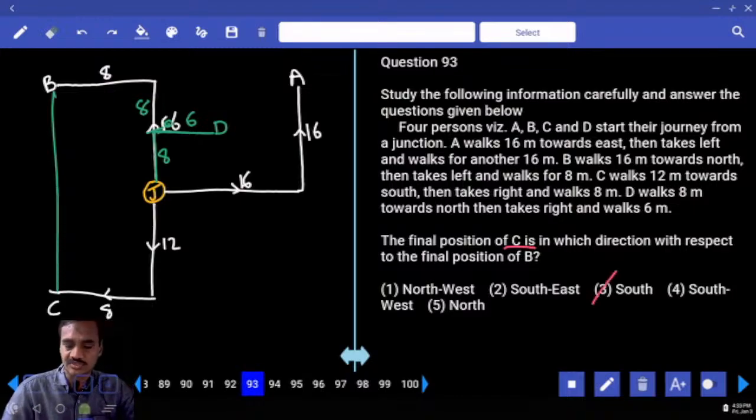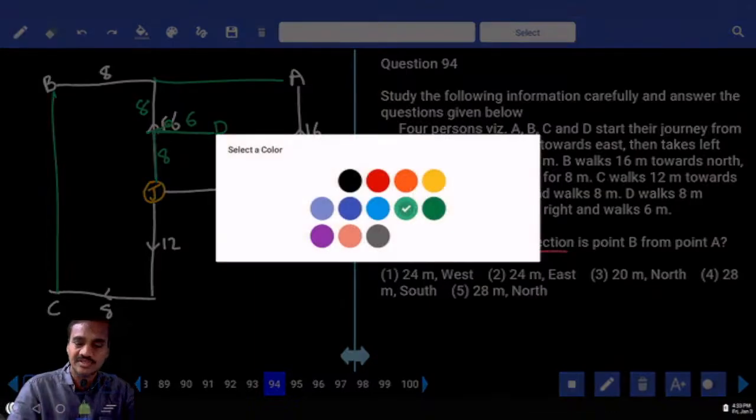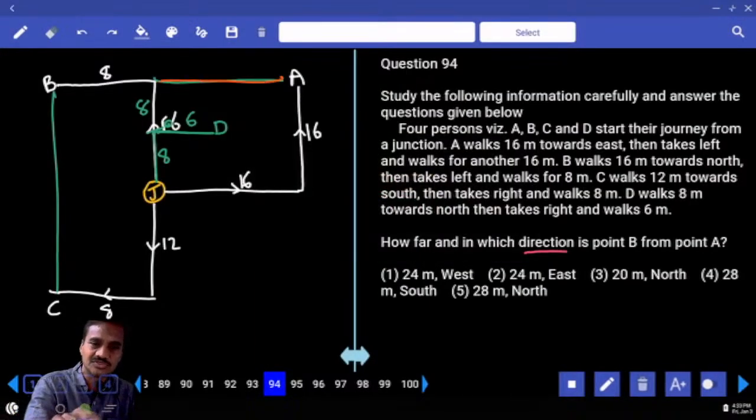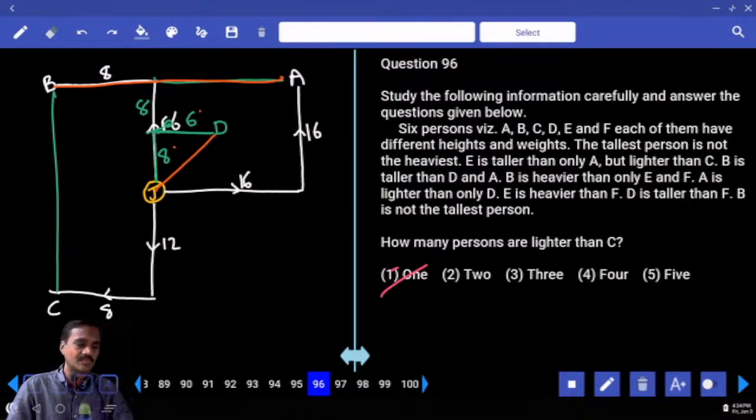That is choice 3, question number 93. How far and in which direction is B from point A? Now we need to find out the distance. This is 16 plus 8, 24 towards west, choice 1, question 94. And the shortest distance between the junction and point D: 8 and 6, 8 square plus 6 square, that is 10 meters, choice 1, question 95.